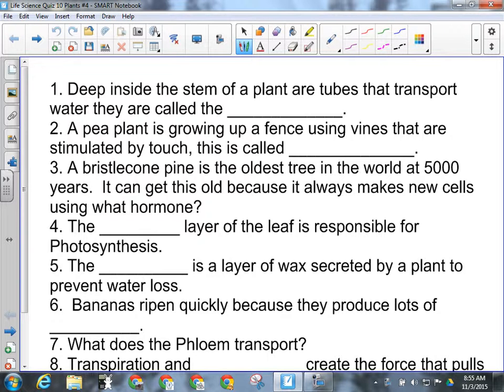Okay, so deep inside the stem of a plant are tubes that transport water. They are called the xylem. All right, a pea plant is growing up a fence using vines that are stimulated by touch. This is thigmotropism. A bristlecone pine is the oldest tree in the world at 5,000 years. It can get this old because it always makes new cells using cytokinins.